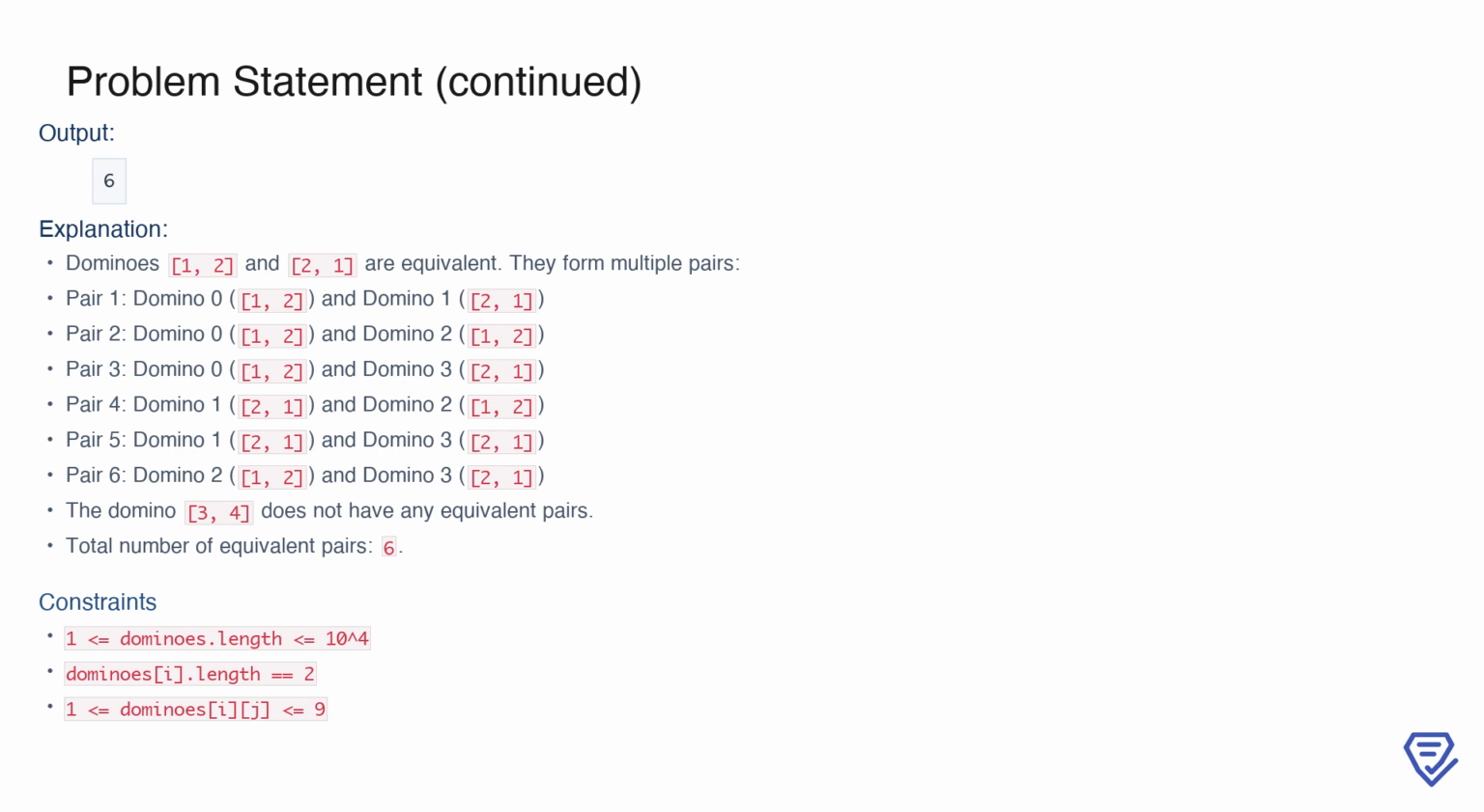Now consider another example where the input is 1, 2, 2, 1, 1, 2, 2, 1, 3, 4. The output here is 6. Let's break it down. Dominoes 1, 2, and 2, 1 are equivalent and they form multiple pairs. Specifically, the pairs are as follows: domino 0 with domino 1, domino 0 with domino 2, domino 0 with domino 3, domino 1 with domino 2, domino 1 with domino 3, and finally domino 2 with domino 3. The domino 3, 4 does not have any equivalent pairs, so it is not included in the count. Summing up all these valid pairs gives us a total of 6 equivalent pairs.